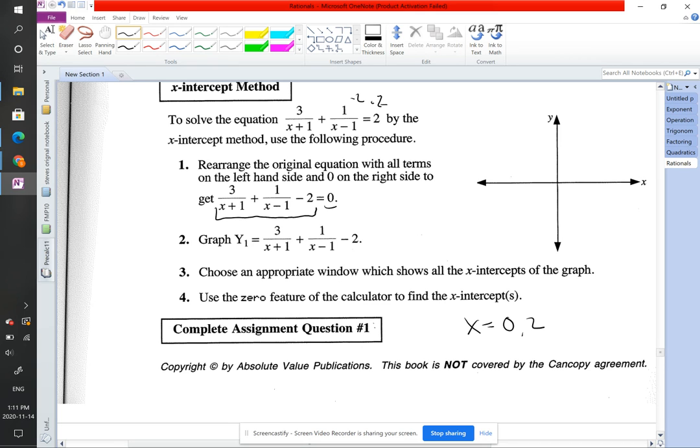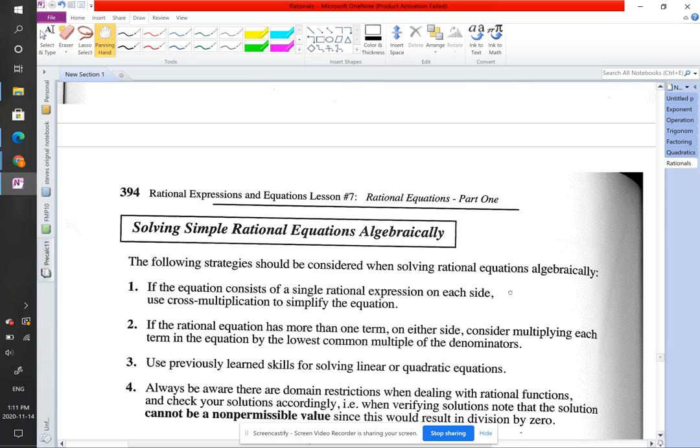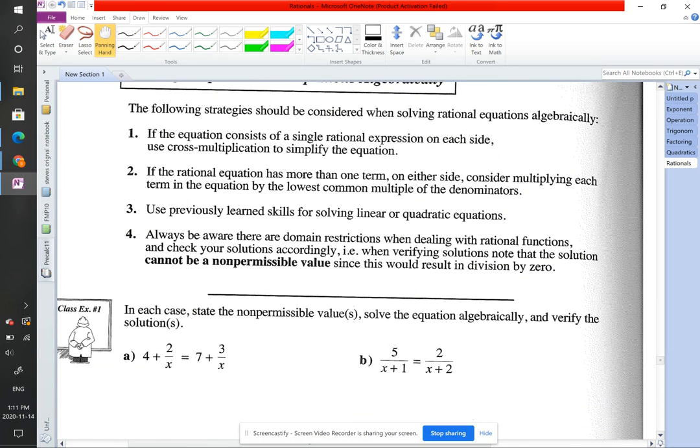But what I'll be looking for mostly in this lesson is, can you solve it algebraically? So there's some steps here. The following strategies should be considered when solving rational equations algebraically. If the equation consists of a single rational expression on each side, you can use cross multiplication, which I'll show you how to do. This will be example B.